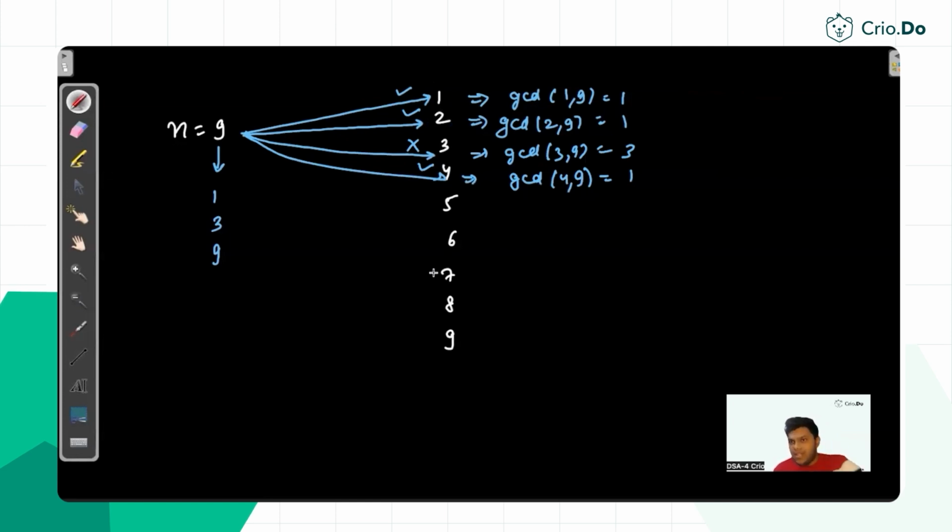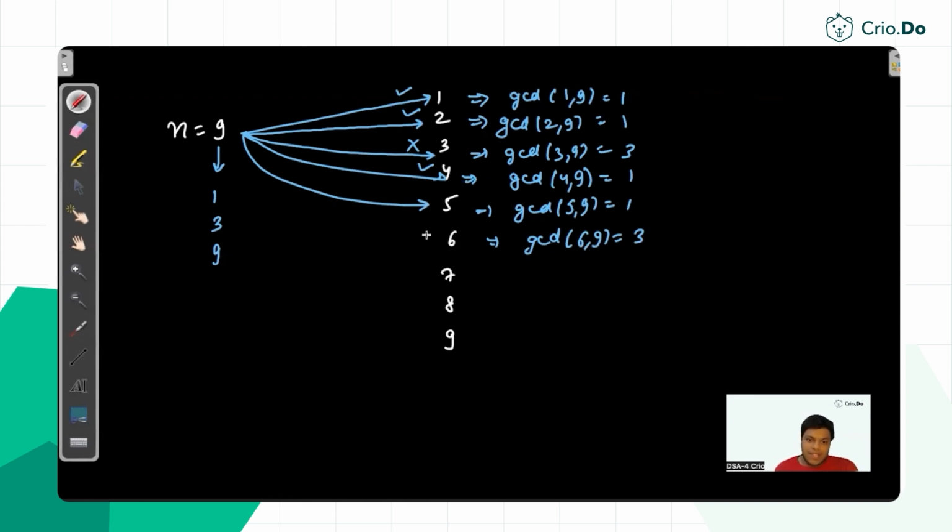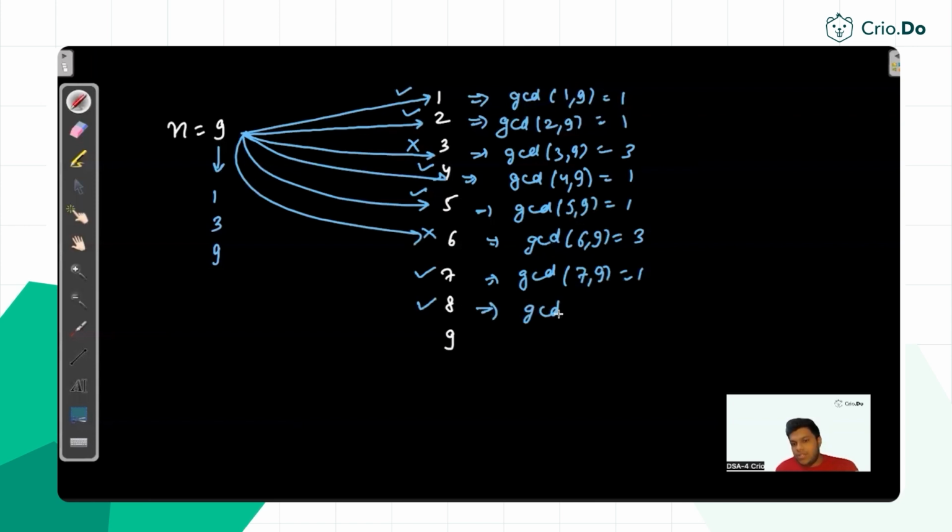1 is coprime, 2 is coprime, 4 is coprime. We just have to count the number of coprime numbers from 1 to n, which are coprime with the number n. n will be in the input. What about 5? 5 will be coprime also, because the highest common factor will be 1. What about 6? 6 will not be a coprime number, because 6 and 9 both have a GCD which is 3. Or you can say the highest common factor among them, HCF, is 3. 5 was, 6 is not. What about 7? 7 will be coprime, because it has only one factor common with 9, which is 1 itself. What about 8? 8 will be too, because it only has the factor 1 in common.